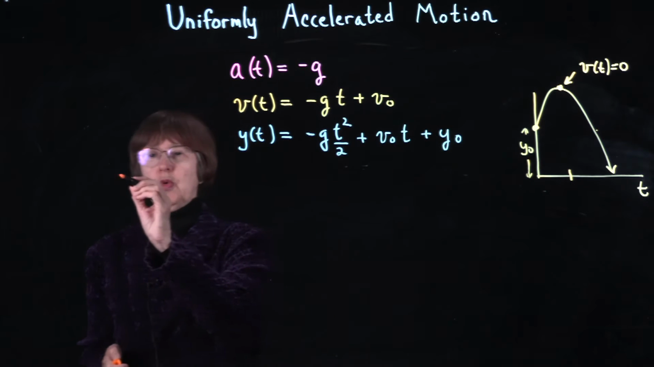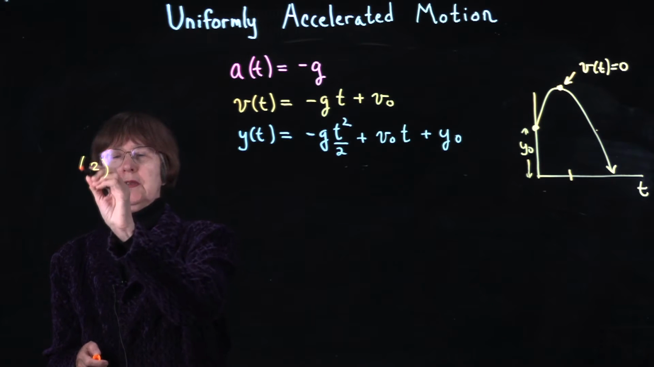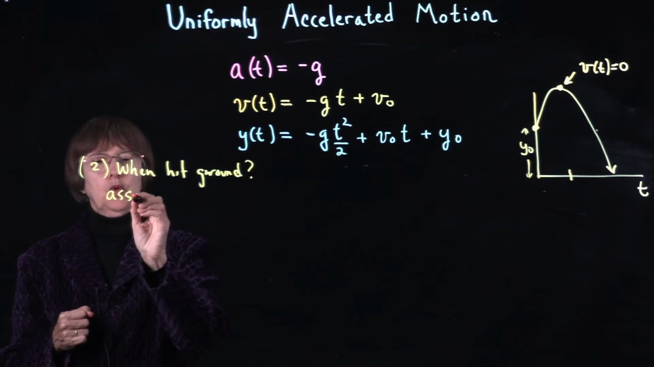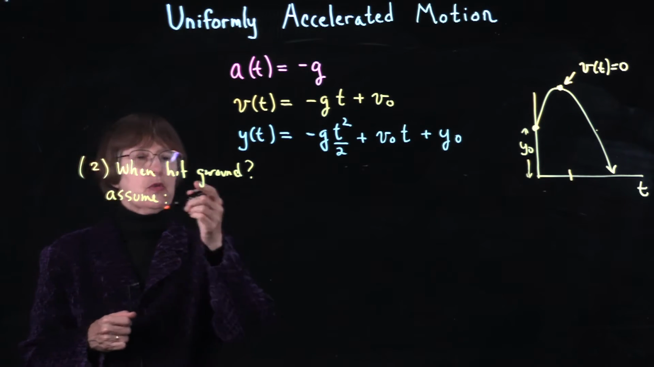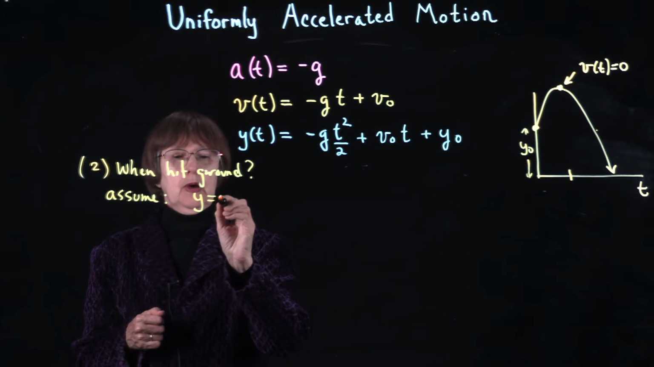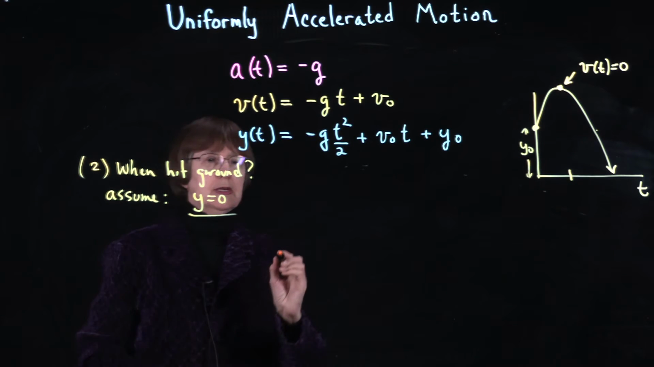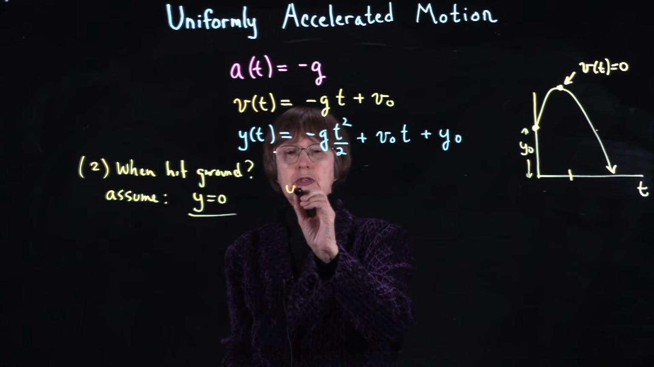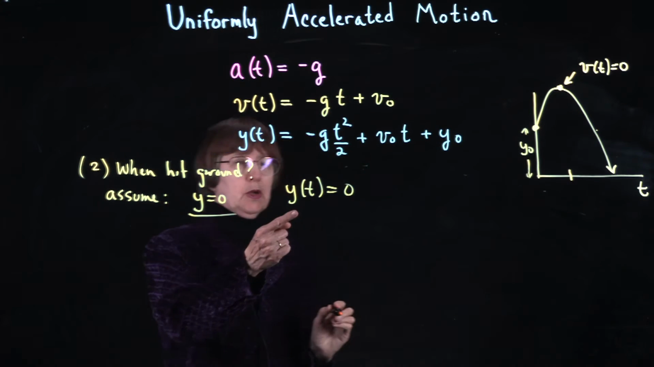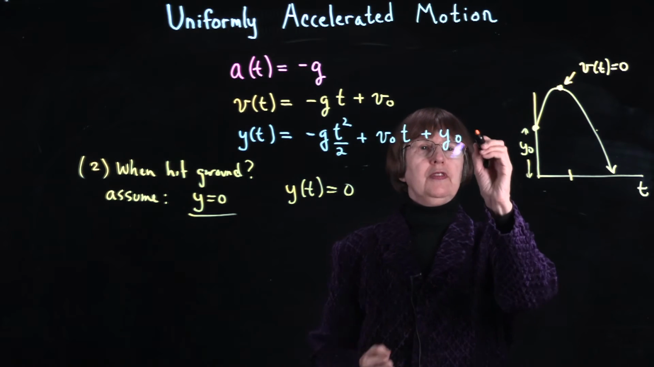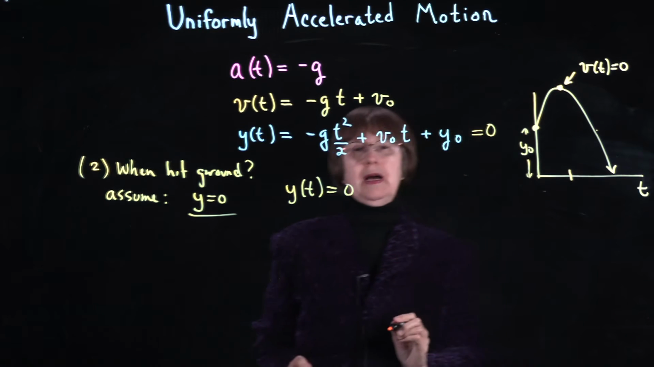A second question we're going to ask is, when does the object hit the ground? We're going to assume that the ground is the height y equals 0. And therefore, to answer this, what we have to do is solve for t in the equation y of t equals 0. In other words, we have to set all of this equals 0 and isolate t.